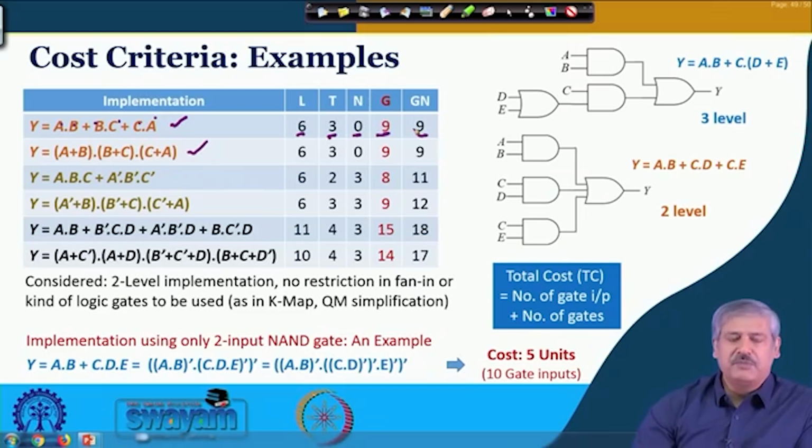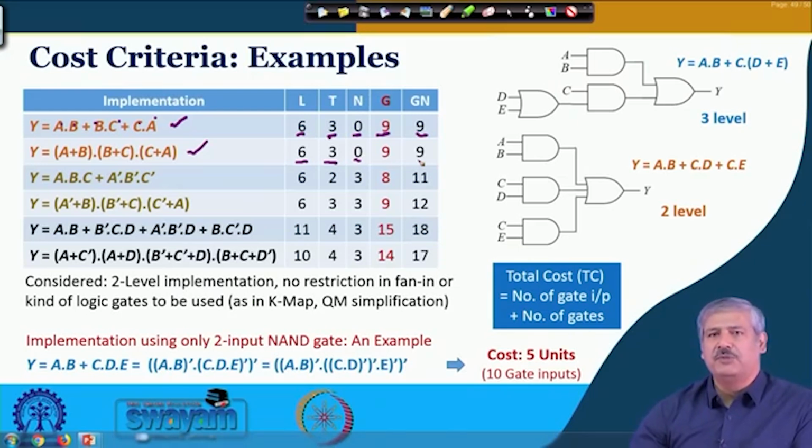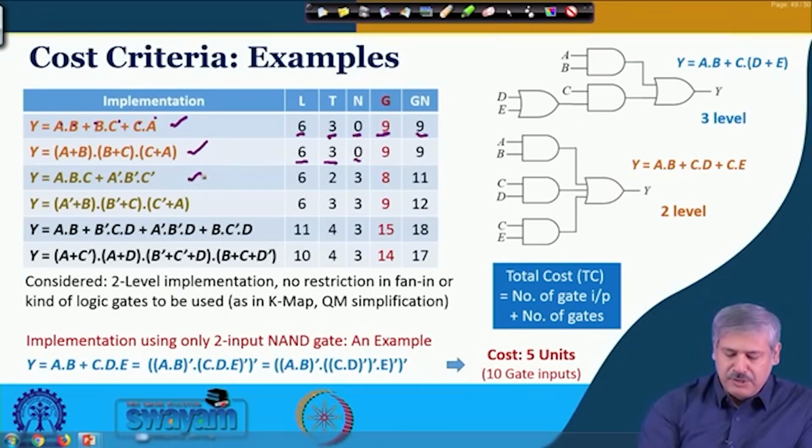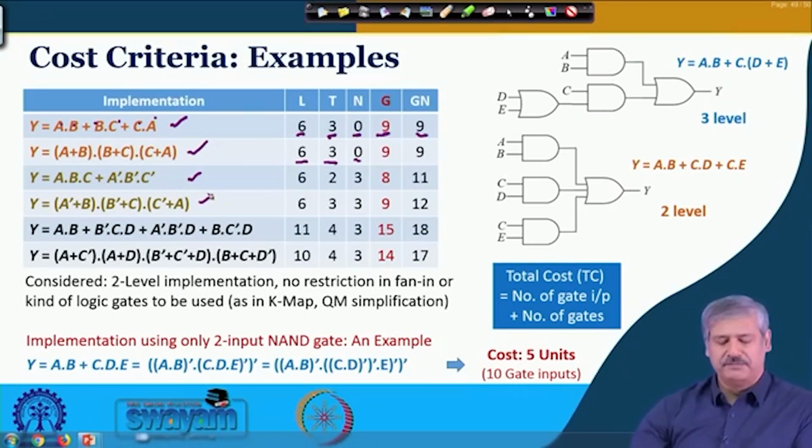And the equivalent POS representation for this is A plus B ANDed with B plus C and ANDed with C plus A. Again, the number of literals is 6, the number of terms is 3, and no inversion. So, 9 and 9. Both are equivalent in terms of complexity, and you can pick any one of them. There are again 2 equivalent representations of the same truth table, one in SOP form and another in POS form. Now, we see how they compare in terms of the cost that we have just defined.